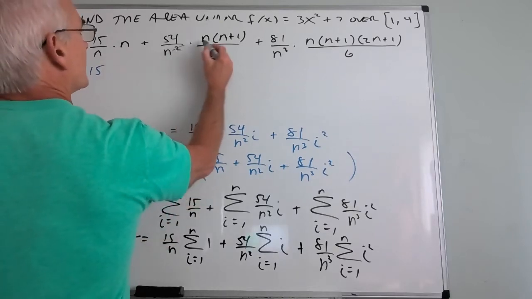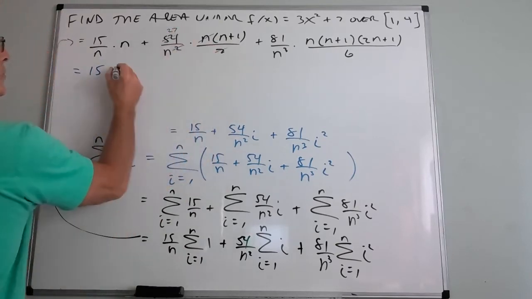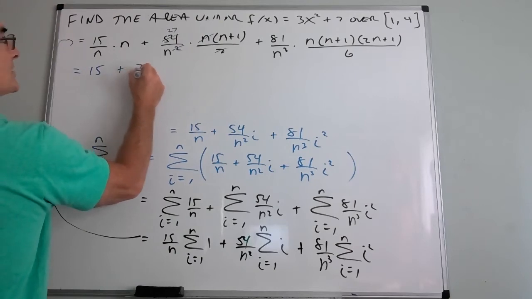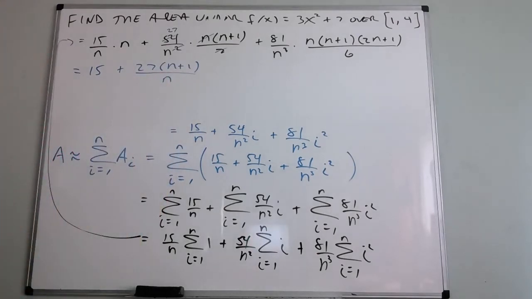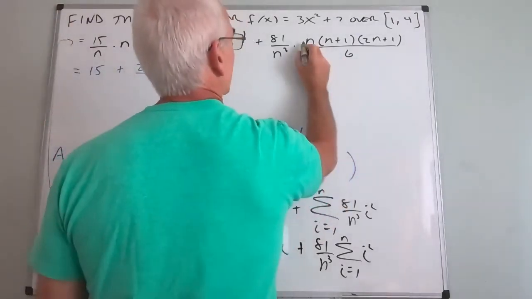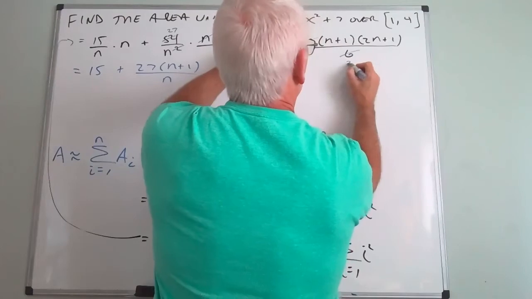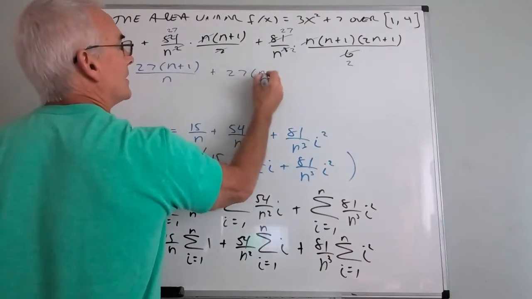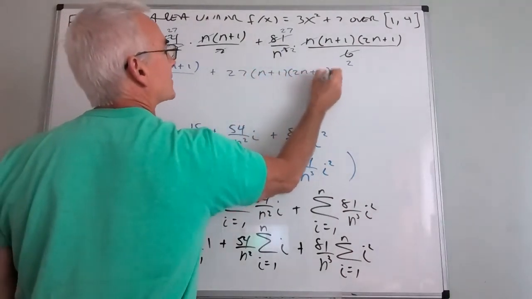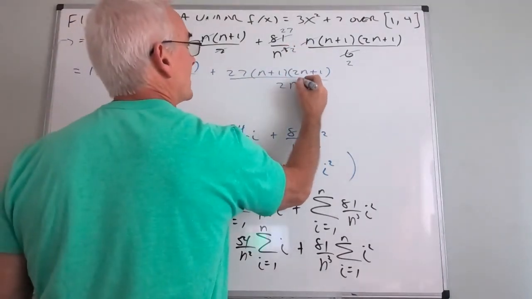How about over here? Well, I can cancel one of the n's. I can cancel the 2 and the 54. So right now I'm at 27 times n plus 1 over n. I'll leave it like that for just a moment. How about over here? I can cancel one of the n's. I can cancel a 3. And right now I'd have 27 times n plus 1, 2n plus 1, all over 2n squared. Sorry, lost my n squared there.